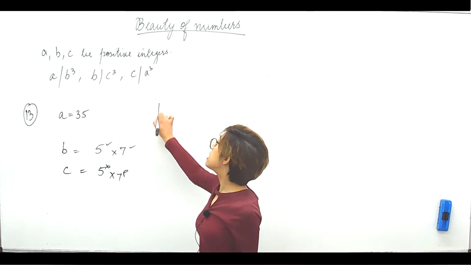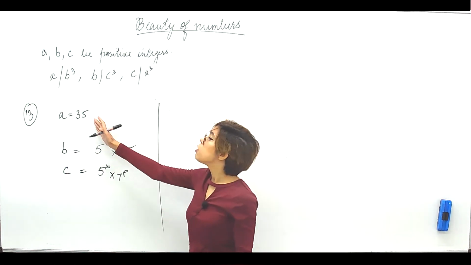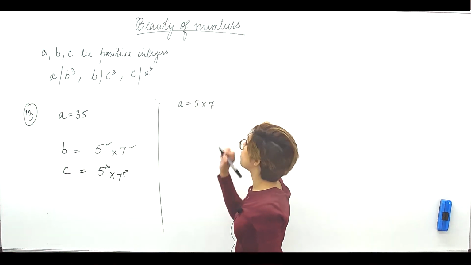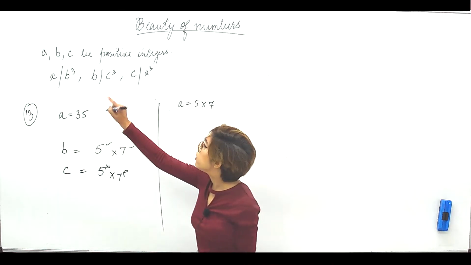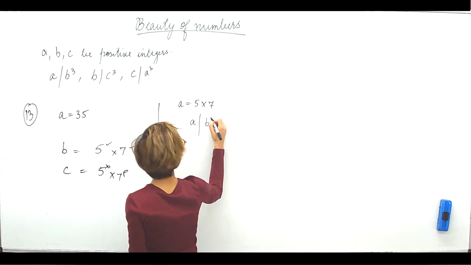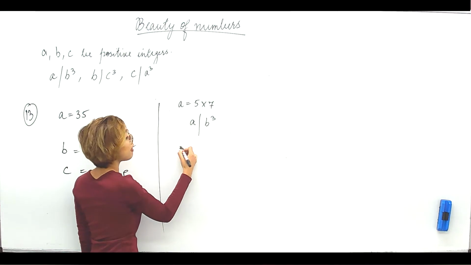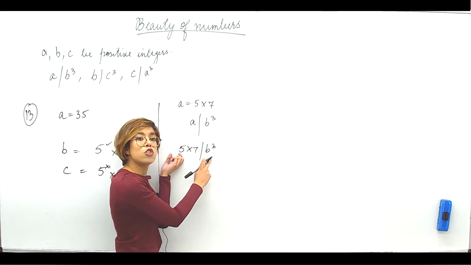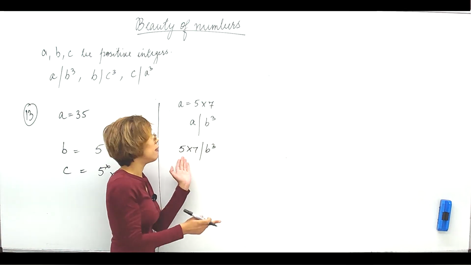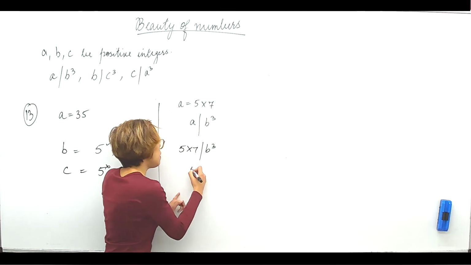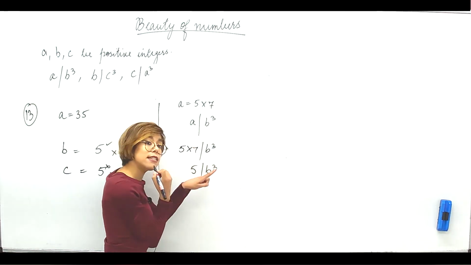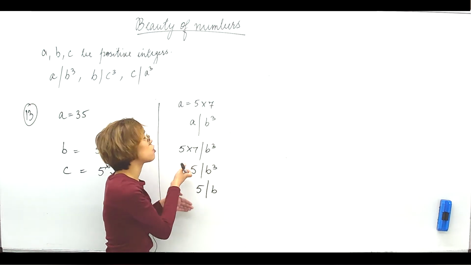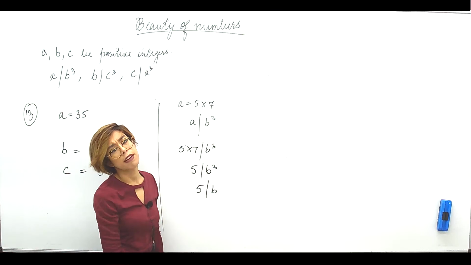Now definitely since he is talking about the prime factorization, let me just prime factorize this. So I know that A is equal to 5 into 7. Okay. Now first condition, that A divides B cube. Now A is nothing but 5 into 7, so 5 into 7 divides B cube. Now definitely in the prime factorization of B cube, I will have 5, because 5 divides B cube. So that means 5 divides B cube, and I can say that 5 must divide B. 5 is coming in the prime factorization of B cube, so definitely 5 will come in the prime factorization of B.